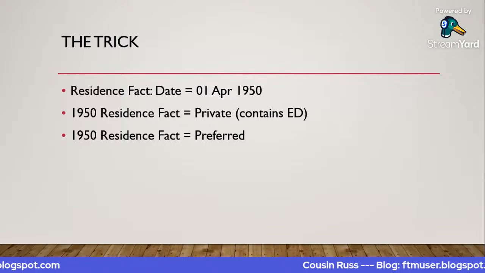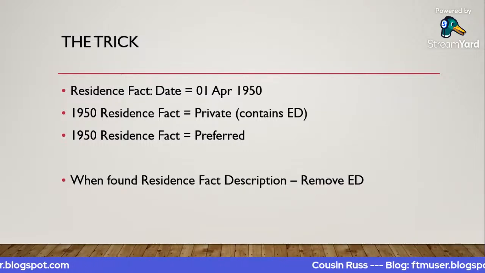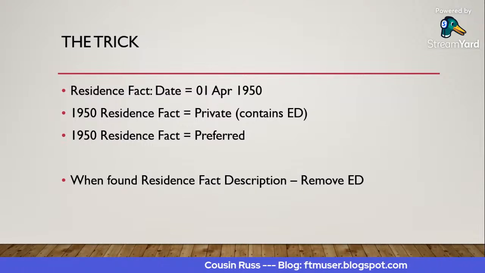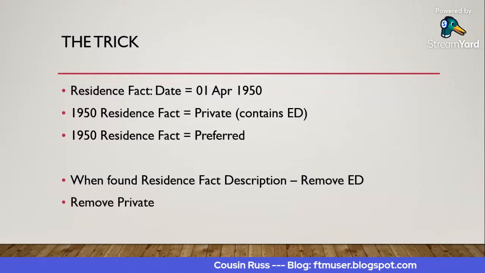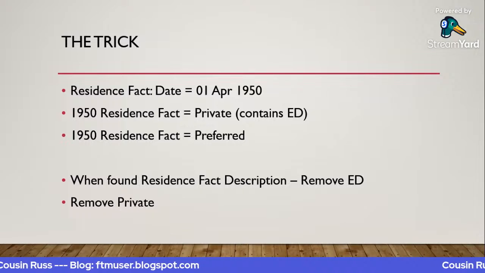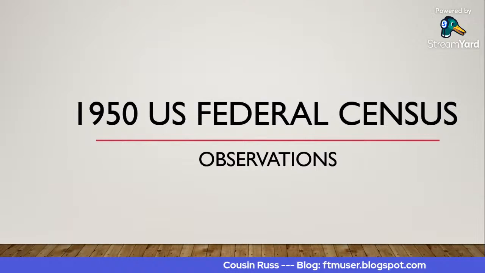Now, when I do find the residence fact, all I have to do is remove the ED information and fill out the residence fact description as I normally would, which includes two pieces of information: the age and the relationship to the head of household. And I remove the residence fact being marked private to make it public. So that's my status. Not too bad, I don't think, for a couple days' work.